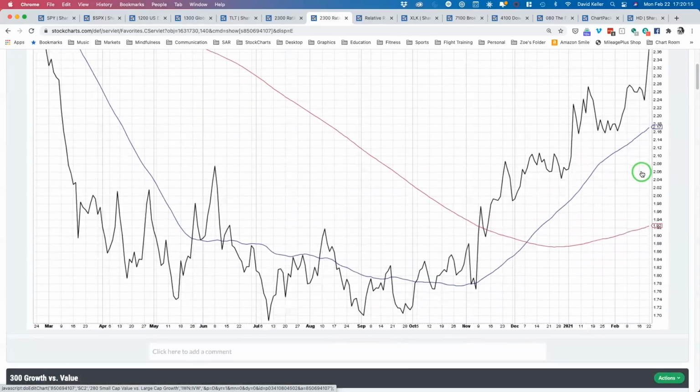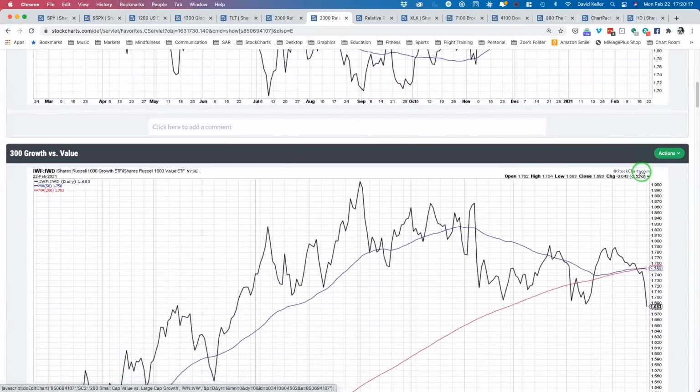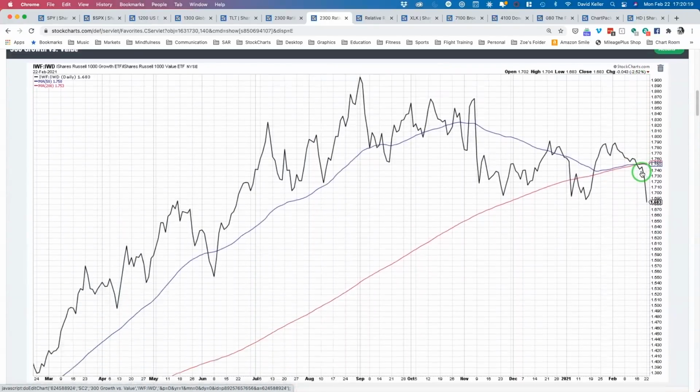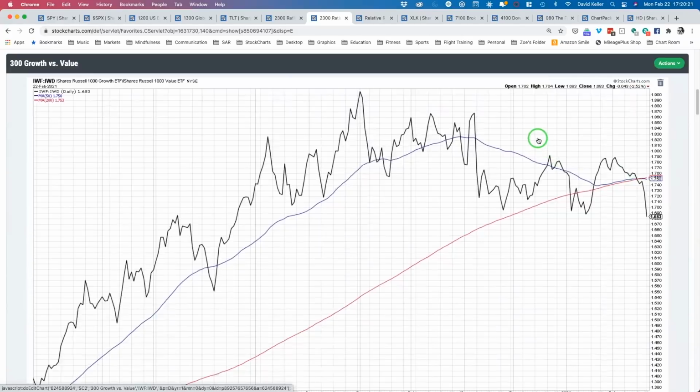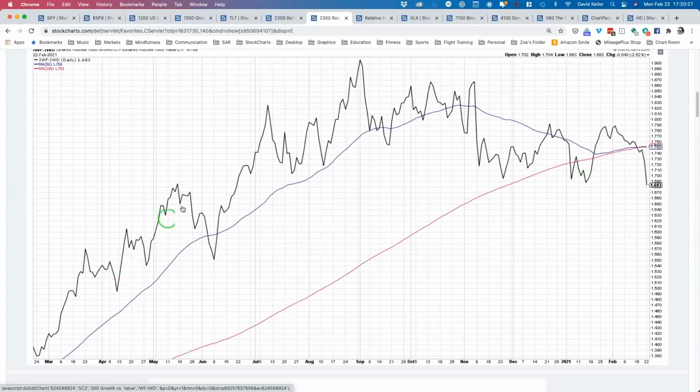These are some of the energy and financial names, industrials and others that have really emerged. Here we're looking at Russell 1000, so larger companies, growth over value. This ratio has been sloping downwards. I've been hearing about the return of value for longer than I care to share with you. I'm starting to believe that that rotation is certainly happening.